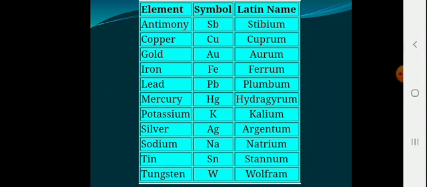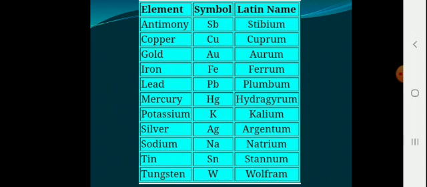Children, you must know that few elements have their symbol originated from their Latin name. Antimony has Latin name stibium. Therefore, the symbol is Sb. Copper is derived from its Latin name cuprum. So, the symbol is Cu. Gold, its Latin name is aurum and therefore the symbol is Au. Iron, ferrum. Symbol is Fe.